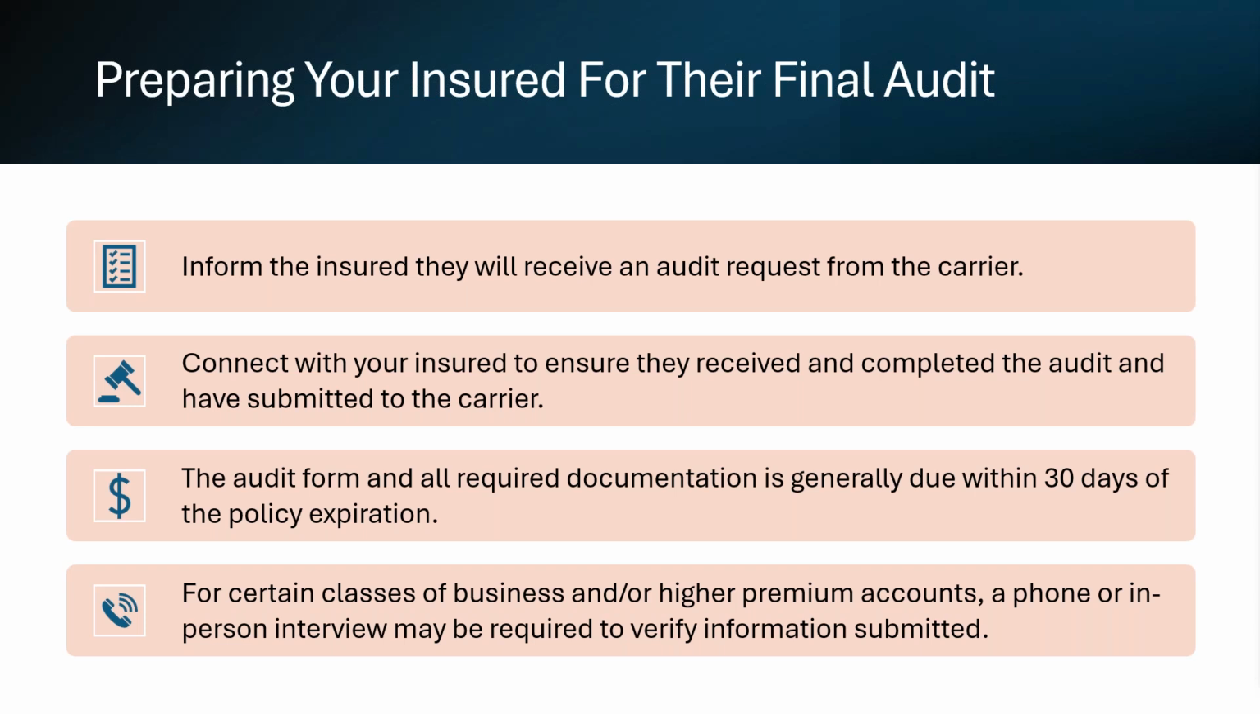And carriers are extremely strict with their due dates, so they don't allow for extensions. For certain classes of business and/or higher premium accounts, a phone or in-person interview may be required to verify the information submitted. So ensuring that the contact information on file is correct is going to be really important. When you're binding that policy with the carrier, that very first policy term, that contact information that you put on file, that's the information the carrier is reaching out to for the insured.